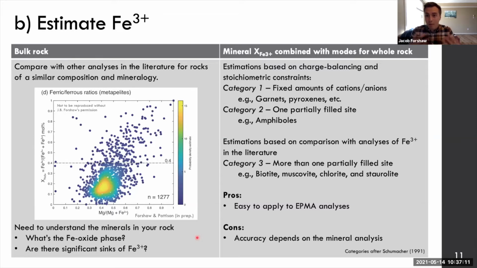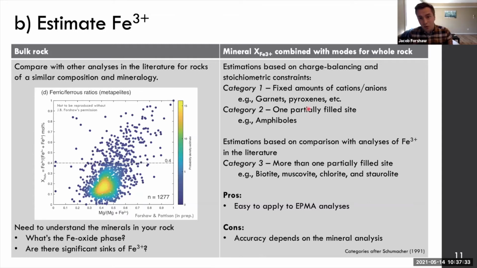You may well have hematite in a rock, but if none of the other minerals take in any iron 3+, then that doesn't necessarily mean your rock is really oxidized, because the hematite is the only place where the iron 3+ could go. Whereas if you have hematite with amphiboles that can take in quite a bit of iron 3+, or biotite, etc., perhaps that's an indication that you've got quite an oxidized rock.